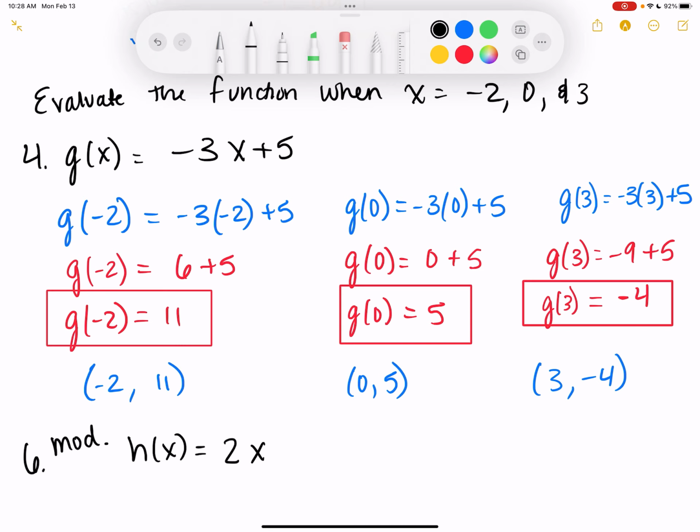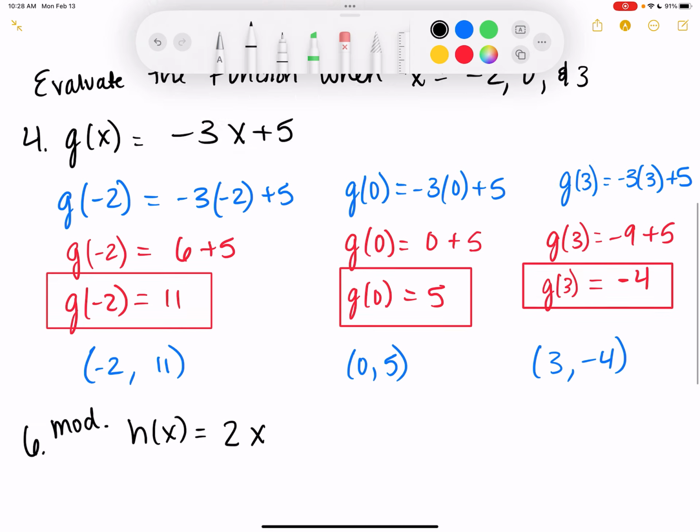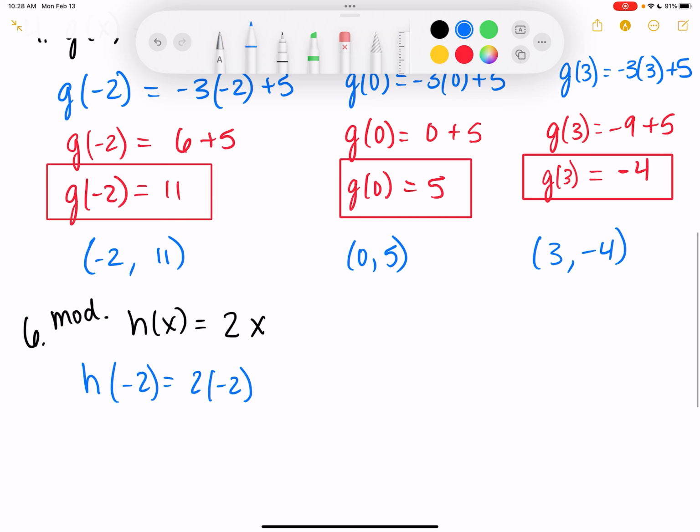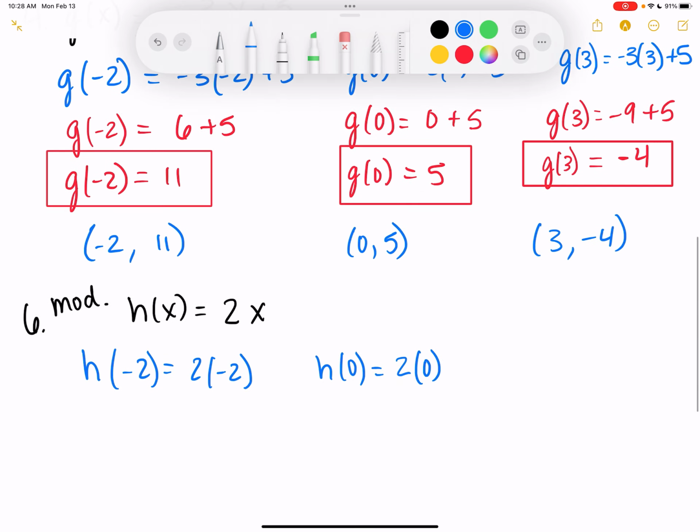So I'm going to set up 3 separate problems. So this will be h of, and remember that's the same thing like f of whatever. So h of -2 is equal to 2 times -2. Then the next one was 0. So h of 0 is equal to 2 times 0. And then lastly is 3. h of 3 is equal to 2 times 3.